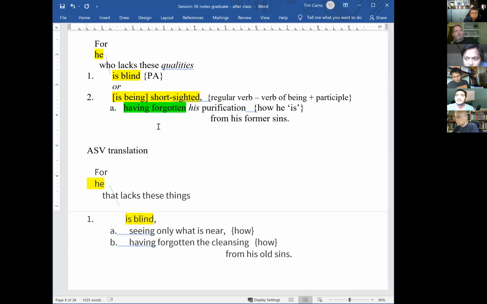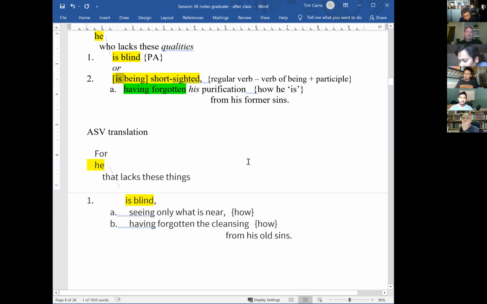All right, excellent observations, guys. But you can see the importance of getting the diagram right, and that relies on understanding the grammar correctly here. This is why I'm exposing you to these Greek participles, because they can make a difference in understanding how it's behaving. Is it behaving like an adverb or an adjective? Is it behaving like a noun? Or is it behaving like a regular verb? In this case, it's behaving like a regular verb because that verb of being is there. Okay, let's look at another example.